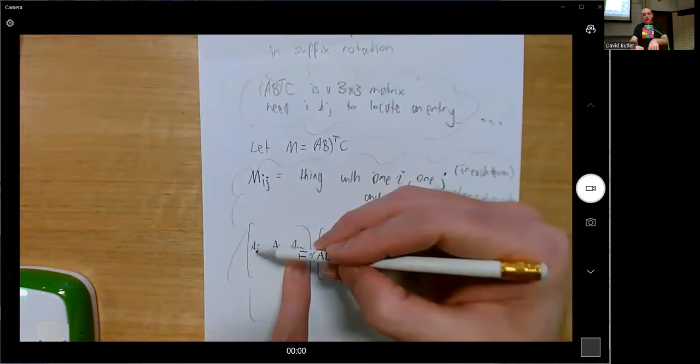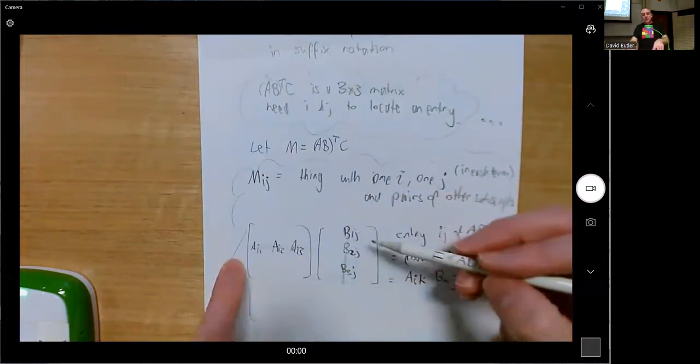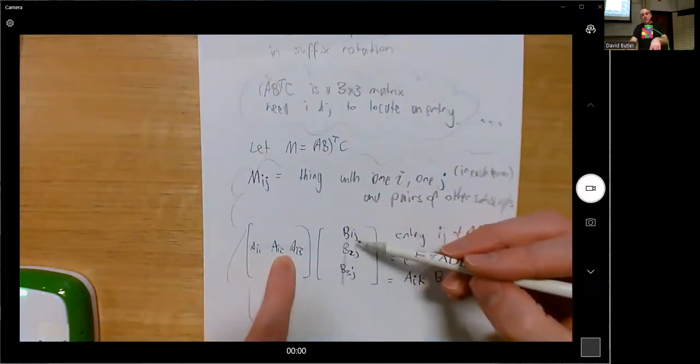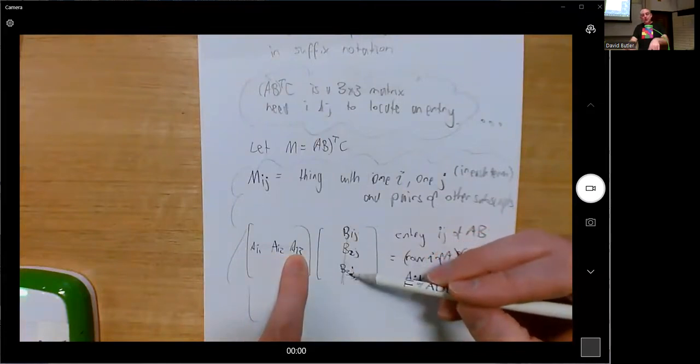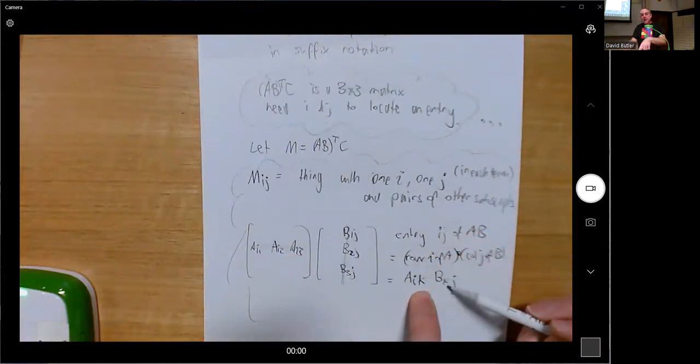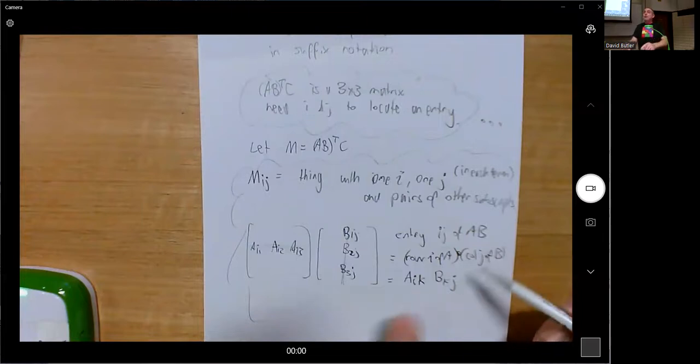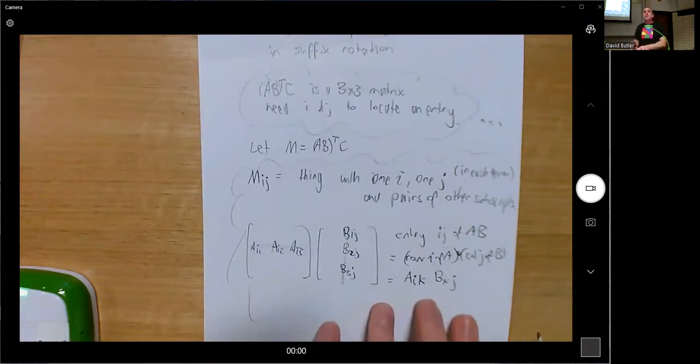And so I've got the numbers 1, 2, 3 and 1, 2, 3, and the ones have to match with the ones and the twos have to match with the twos and the threes have to match with the threes. So I've got these two ks which match each other. And I'm going to add them up, but that's okay because I've got two ks. That's the secret code which tells you that there is a sum here that I haven't written down. So that's how to do matrix multiplication.